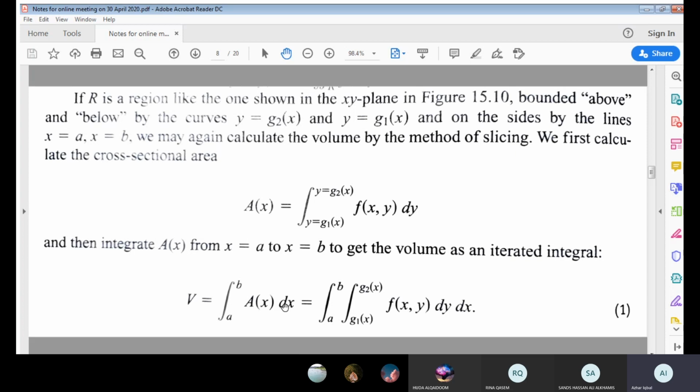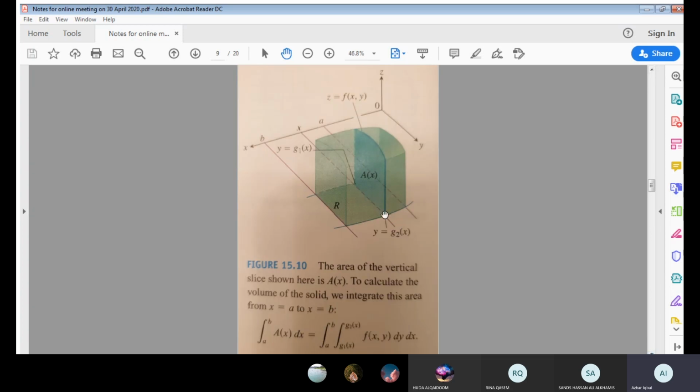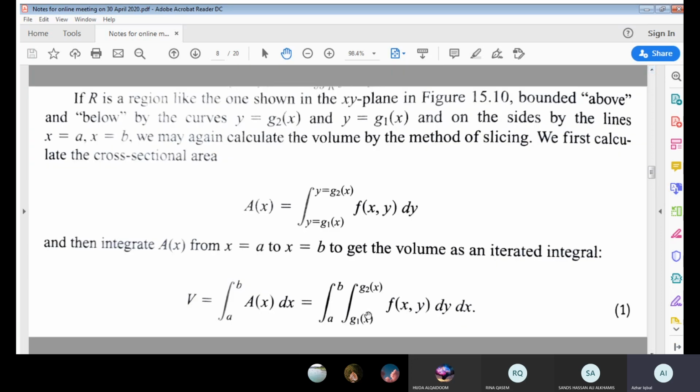So this is our area as a function of x. You multiply it with dx, and you have a small differential volume element. Here, this is the blue area, the cross-sectional area A(x). You multiply it with a little differential change in the x coordinate, dx, and you get a differential volume element. Then you integrate with respect to x, from x equal to a to b.